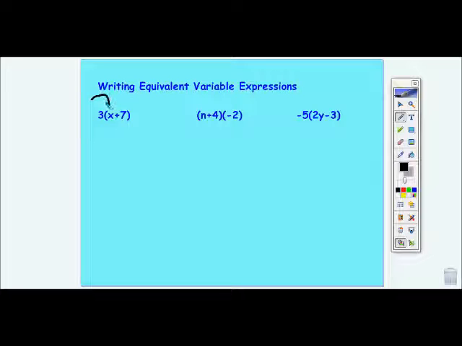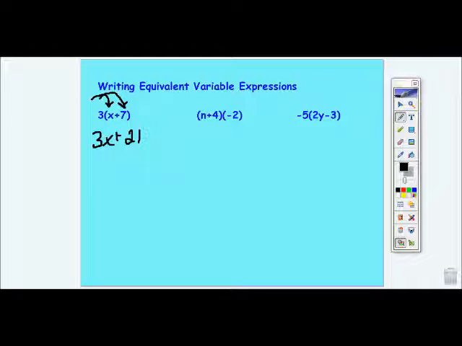So I'm going to do 3 times x first on this one, and I will get my 3x, and then 3 times 7. And that will be 21. And carry down your operational symbol. Oh, that's not pretty. Okay, so 3x plus 21.